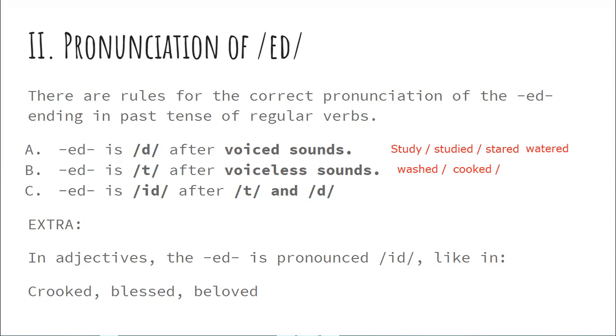And obviously, like you said, the T needs to be very, very remarkable. Okay, you need to make it. You said cooked, perfect, and washed. So the T is more powerful than the D. The D is very subtle, muy sutil. Studied, watered, studied, stared. But this one is washed, cooked. Okay, and the easiest one, el más fácil es este.